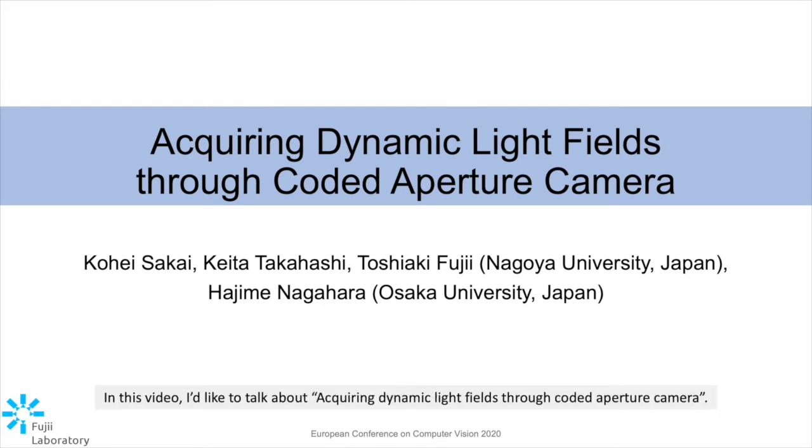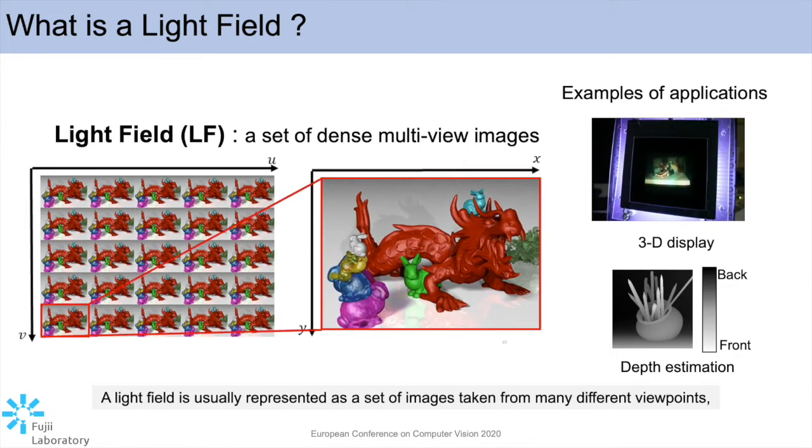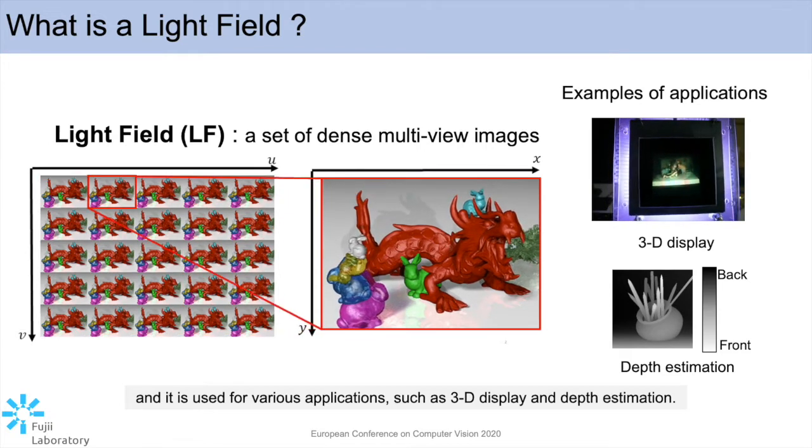In this video, I'd like to talk about acquiring dynamic light fields through a coded aperture camera. I first mention what a light field is. A light field is usually represented as a set of images taken from many different viewpoints, and it is used for various applications such as 3D display and depth estimation.